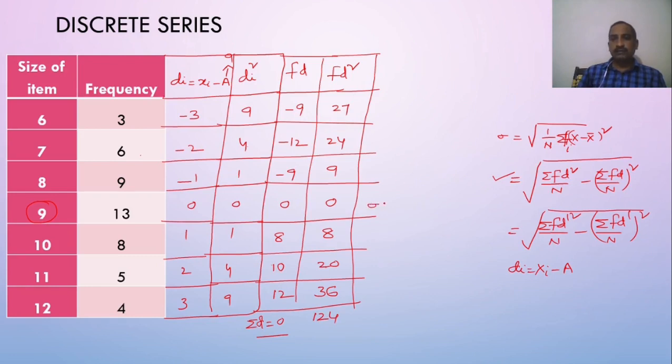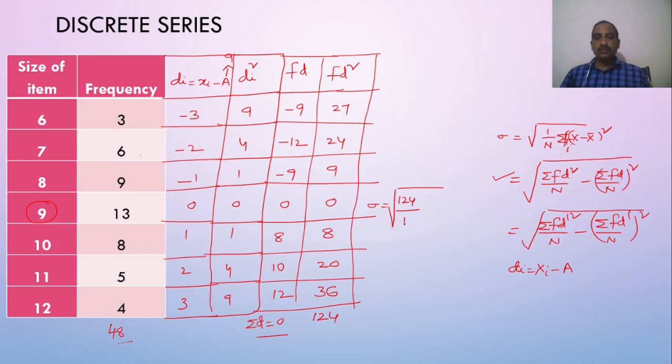So now you just substitute in the formula. Sigma equals the square root of summation fd square, which is 124, by the total frequency. Total frequency is 5 plus 4 is 9, 17, 30, 39, 40, 45 plus 48, right? 6 plus 3 is 9, 18, 18 plus 21, 39, 44, 48, right? It's correct. So total frequency is nothing but 48.